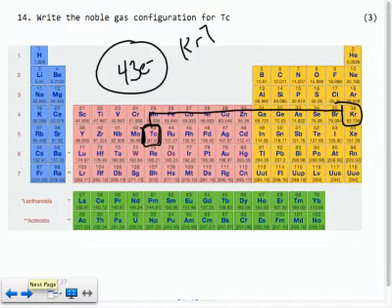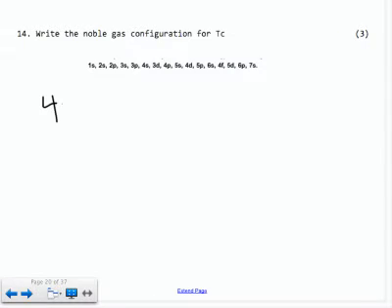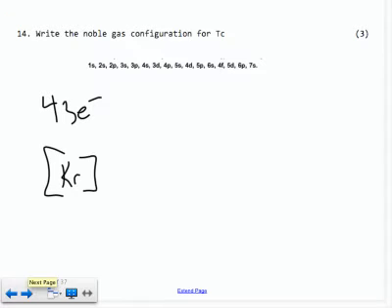So 43 electrons, our noble gas is krypton. And then in order to determine what's going to come after those brackets, we look at the row that technetium is in. It's in the 5th row. So after krypton is going to come 5s. So I'm going to transfer this over to the next slide. So we know we have 43 electrons. We know our noble gas is krypton. And we know that the next sublevel that comes after krypton is 5s. Okay, and 5s2.